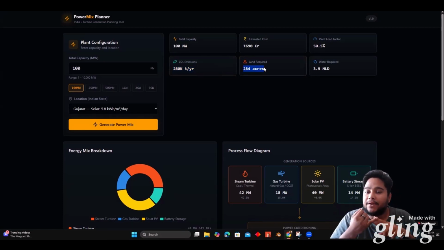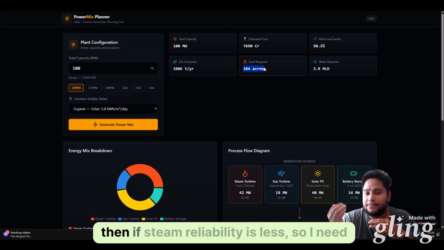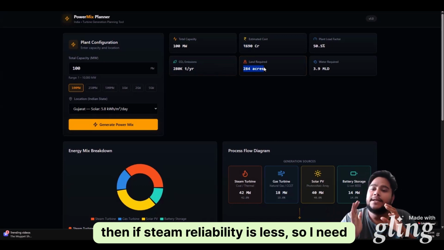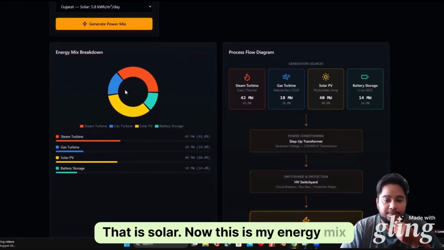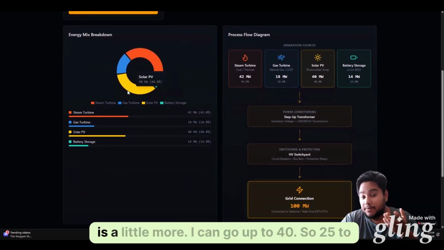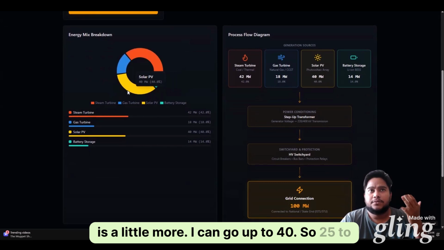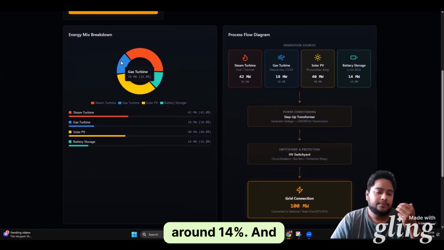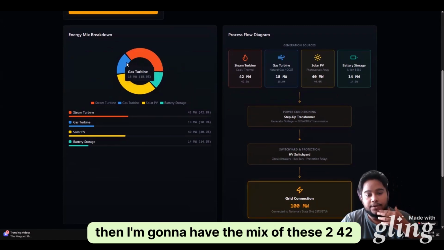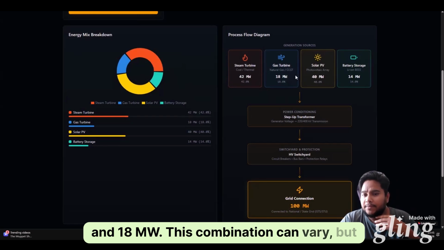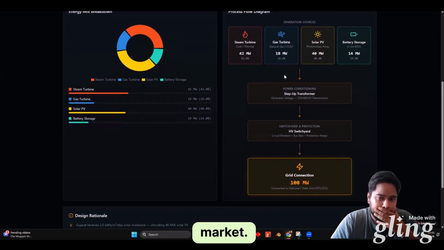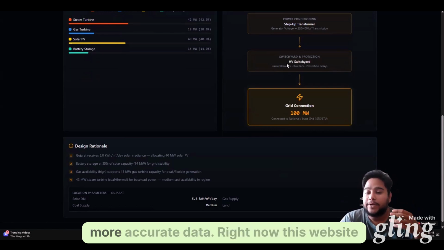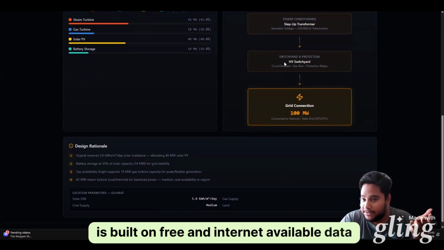I will be compromising: my land requirement will come with a lot of challenges which we were not aware of then. If steam reliability is less, I need less steam and more solar. Now this is my energy mix where 42 is available more, so I can go up to 40. 25 to 35% is the battery storage, so it will come around 14%, and then I'm going to have a mix of these two, 42 and 18 megawatt. This combination can vary, but this is the operational practice in the available market. We can spend time on each segment to get more accurate data. Right now, this website is built on free, internet-available data only.